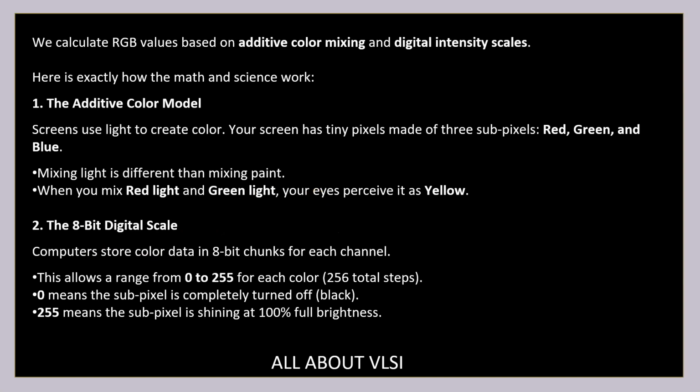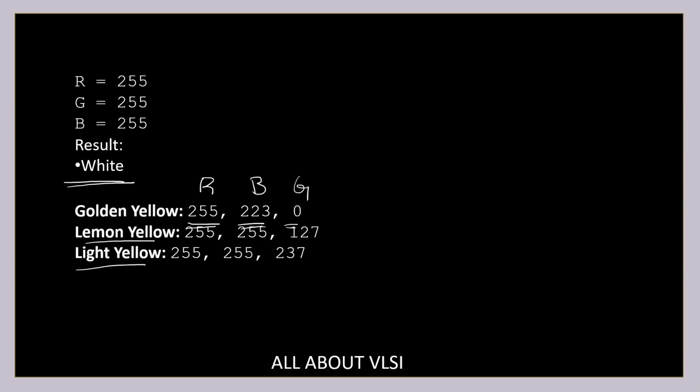Now, we calculate RGB values based on additive color mixing and digital intensity scales. Personally, I used to have this doubt: how are we going to decide the red, blue, and green values? Like if I want a light yellow color, how am I going to decide the red intensity value, the blue intensity value, and the green intensity value? So this was my personal query.